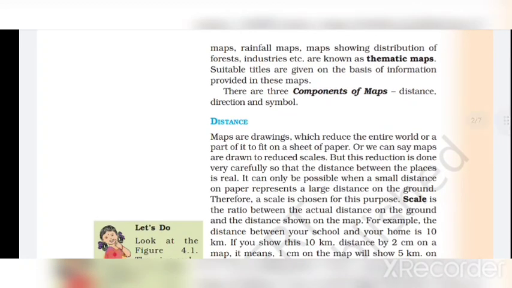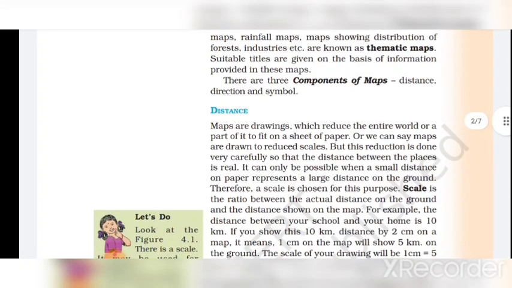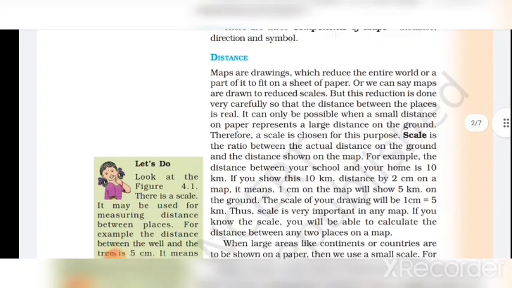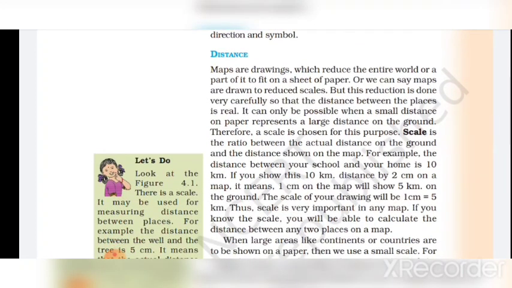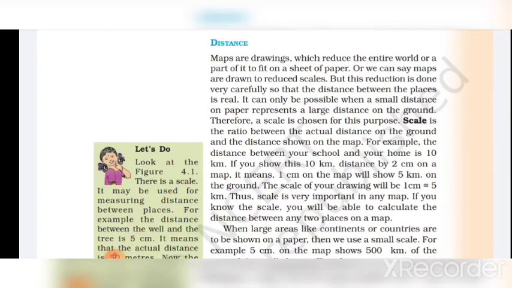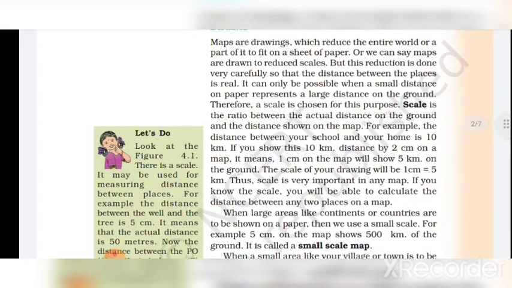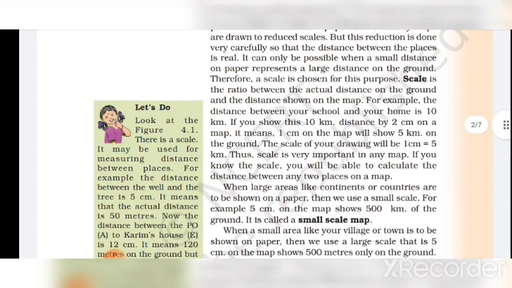There are three components of maps: distance, direction, and symbol. Distance. Maps are drawings which reduce the entire world or a part of it to fit on a sheet of paper, or we can say maps are drawn to a reduced scale, but this reduction is done very carefully so that the distance between the places is real. It is only possible when a small distance on paper represents a large distance on the ground. Therefore, a scale is chosen for this purpose.